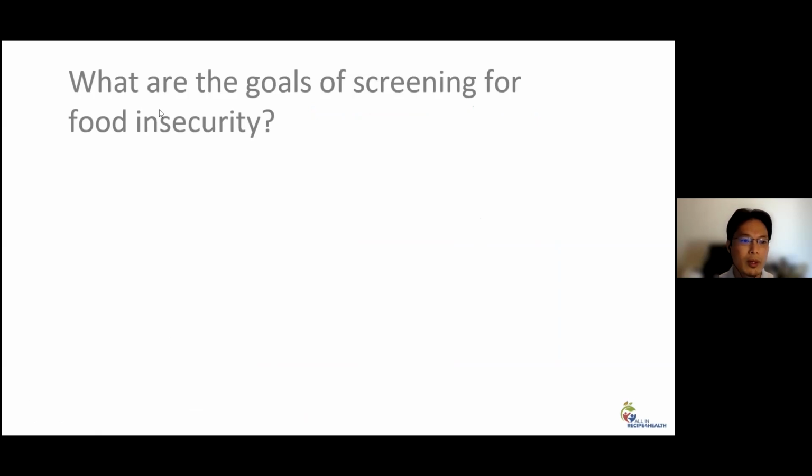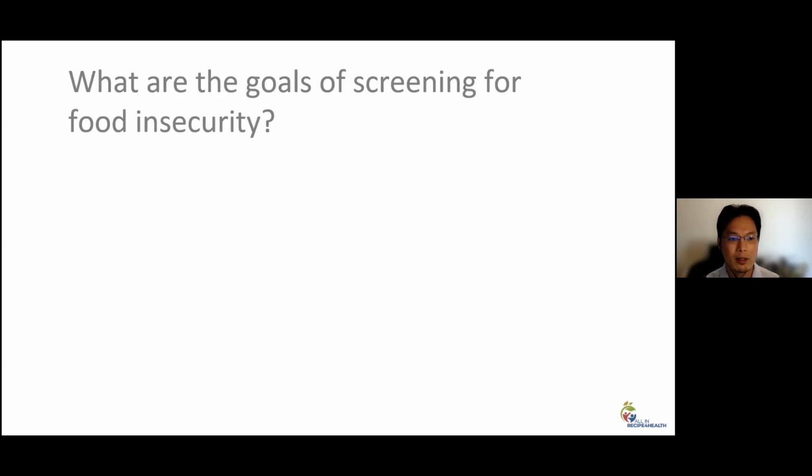So we have the what, we have the why care. Now we're looking into, so fine, let's do this. If we're going to do this food insecurity screening, what are the goals of screening for food insecurity? What are we trying to achieve when we actually do food insecurity screening? And I'm saying this within the context of you and your patient, not necessarily for society. What are you trying to do when you screen for food insecurity?